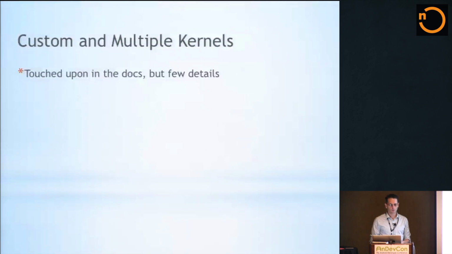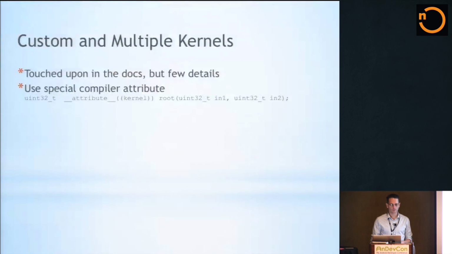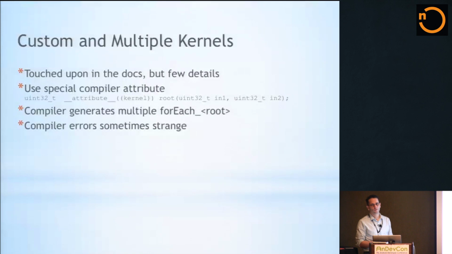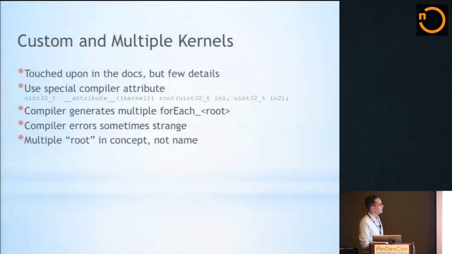So custom and multiple kernels, I've touched on this. It's touched on in the docs, but there's very few details about it. And this is that attribute I was telling you about. So you define this in your RenderScript, and that tells the compiler and the engine that this is now your root function. And it's going to generate multiple for each, and then your root name that you use here. The compiler errors, if you mess this up, are bizarre and really kind of hard to understand. Unfortunately, there's not a whole lot of information on that.